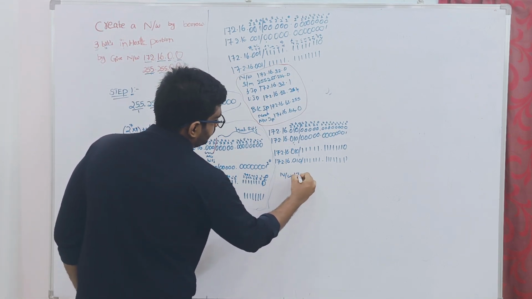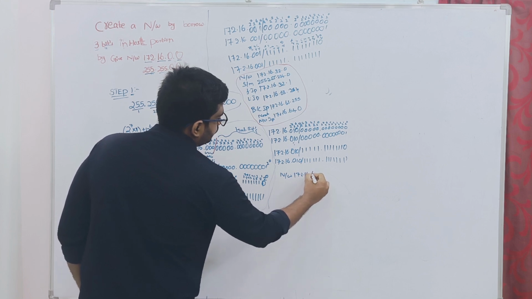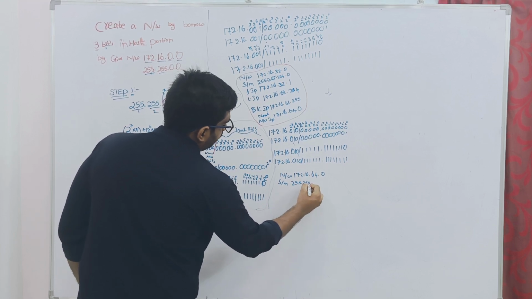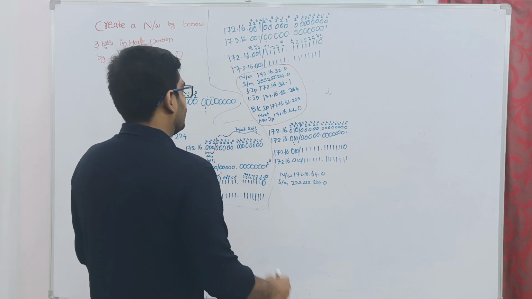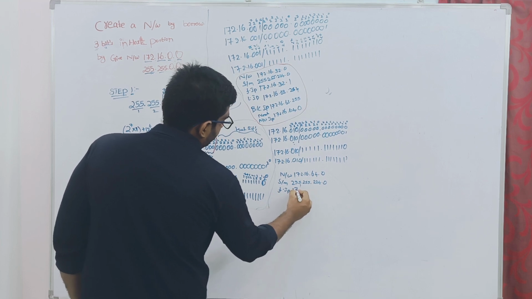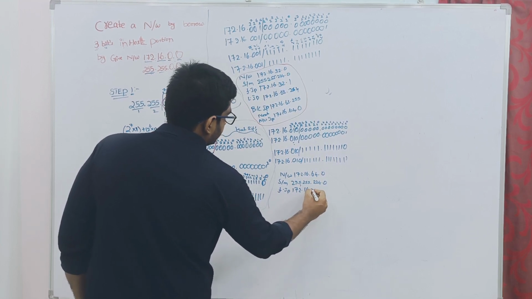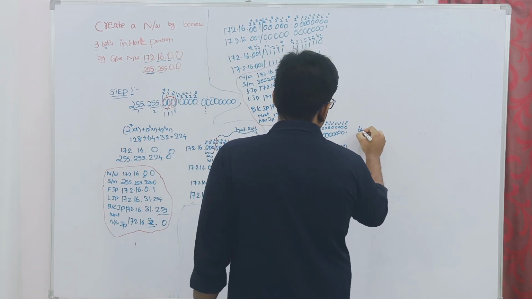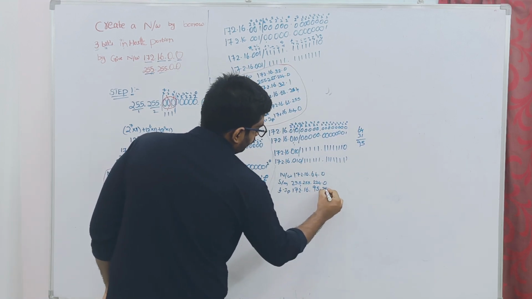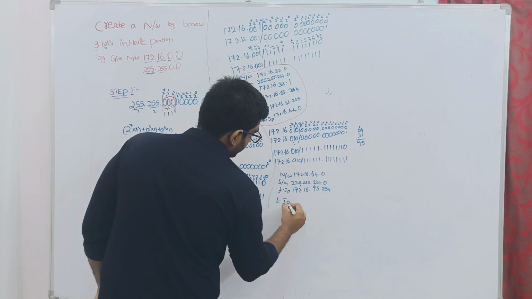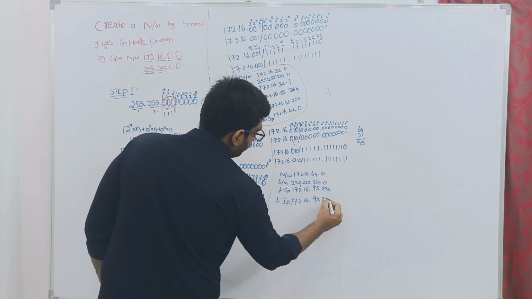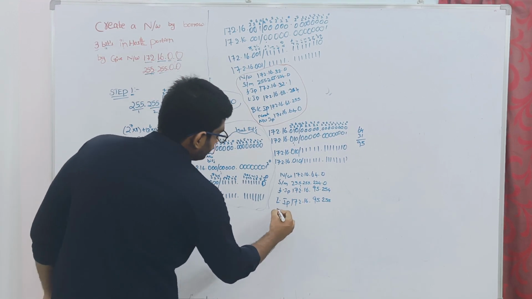So network IP we know: 172.16.64.0. What is the subnet mask? 255.255.224.0. And what is our first IP? So first IP will be 172.16. So here 64 plus 31 is 95. Yes, 95.254. What is last IP? 172.16.95.255. What is the broadcast IP?